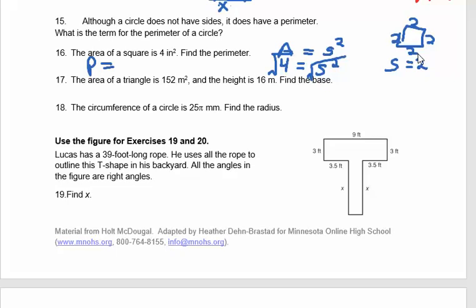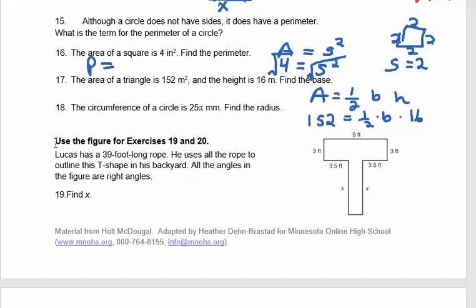In number 17, we have the area of a triangle is 152 and the height is 16. So they give us 2 parts, and we need to find a different part. So the area of a triangle formula is area equals 1/2 base times height. So I plug in the parts I know. I know the area is 152. I know that the height is 16. I don't know the base. So I can simplify this.